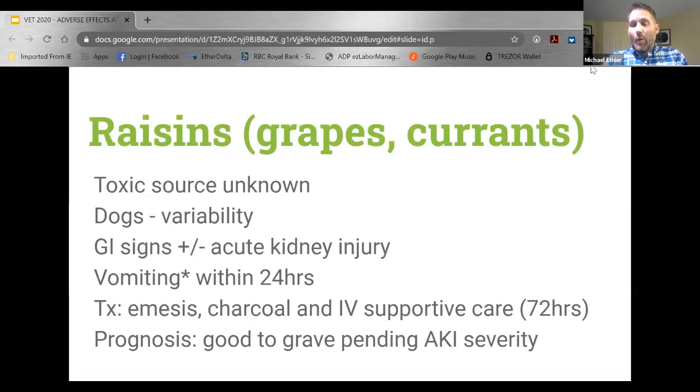Unfortunately, because we don't know which dog is going to develop severe signs or progress to acute kidney injury, the recommendation still by poison controls is to treat these patients for up to 72 hours. And that involves emesis, charcoal, and then supportive care to keep the patient hydrated to limit further kidney injury. And that's reported to be as long as 48 to 72 hours. Again, the prognosis is quite good. It can be concerning if there's severe kidney disease, although those tend to be the smaller of the groups.